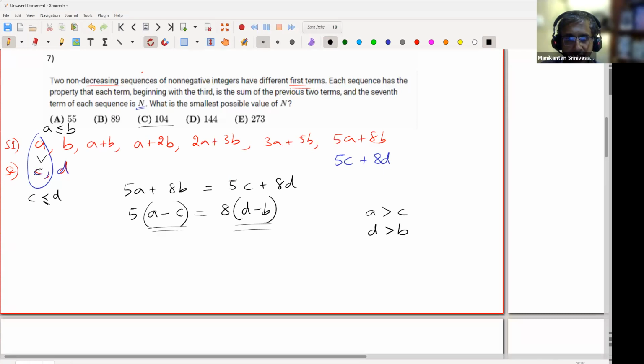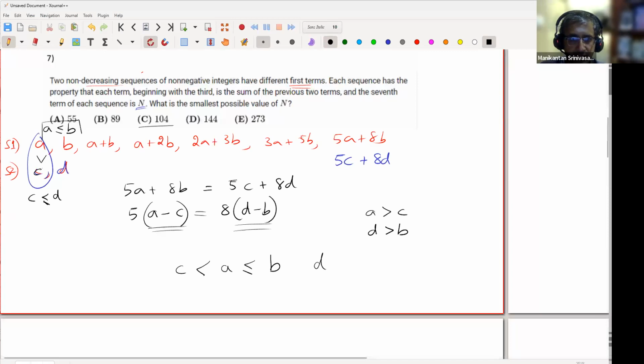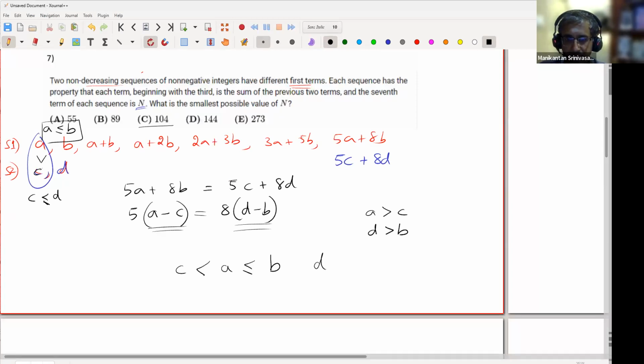Okay. And then the sequence goes, A is greater than C, and D is greater than B. So if I have to write it in ascending order, C is the smallest, then A, then B, then D. So C is less than A, which is less than or equal to B because they're starting terms, and D is bigger than B. So in sequence it's like this: first C, then A, then B, then D. What I have written, you might have done something different.